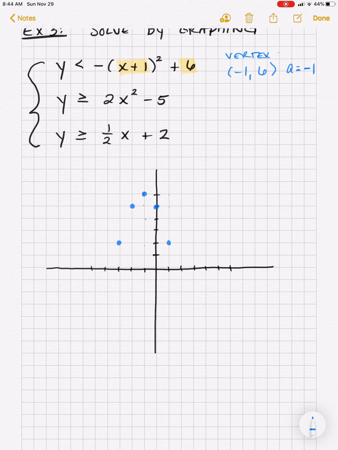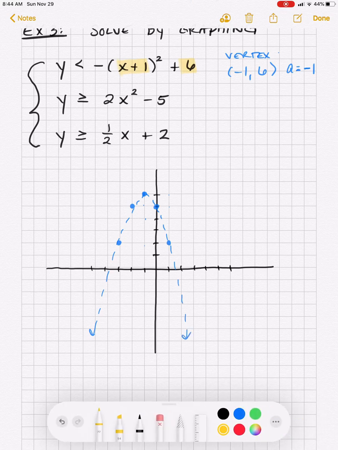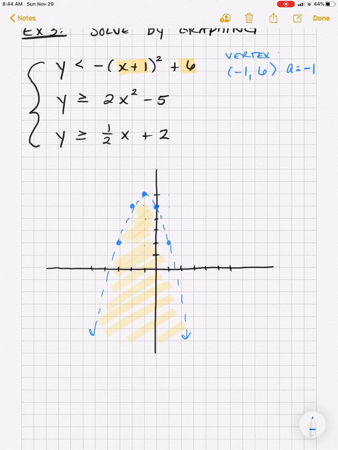Now this inequality right here says y is less than, so it's going to be a dashed line. And we need to think about the shading as we go. Let's not wait till the end and then try to figure out where the shading is going to be. If it's y is less than, we're going to shade below the vertex. So that means we're going to shade everything inside right here. Just shade that really light because we still have 2 more graphs to go.